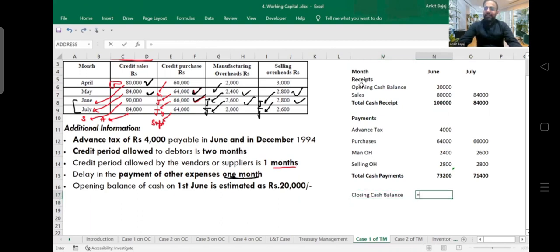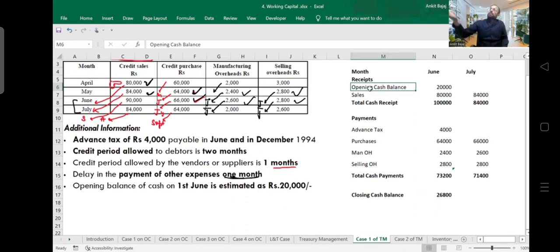How will you calculate? That is total cash receipts or total cash available minus total cash payments, right? So this is going to be your closing cash balance. Yes or no? Then I will repeat it again. Here, at the top, we have to write the opening cash balance, because you already have 20,000 in your pocket. Opening cash balance means you are already having 20,000 rupees with you, right?